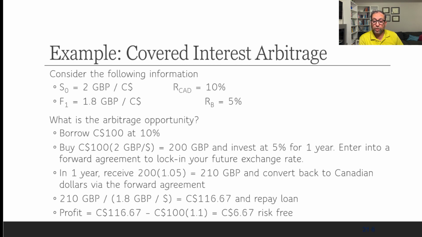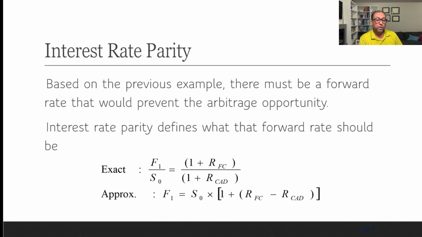without any investment. So we borrow, we buy, we sell, we invest, and then we pay back. Our own money is not involved, and we make $6.67. If we assume this transaction is in millions, it means we can earn 6 million. So that's a possibility of an arbitrage, covered interest arbitrage.